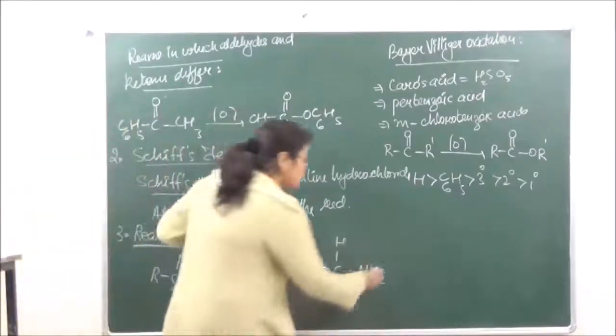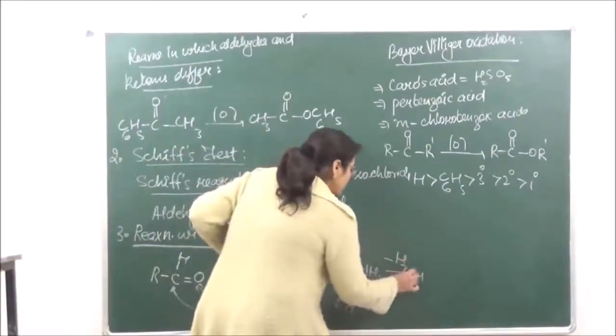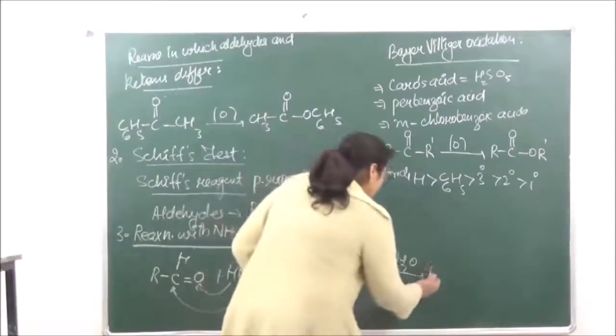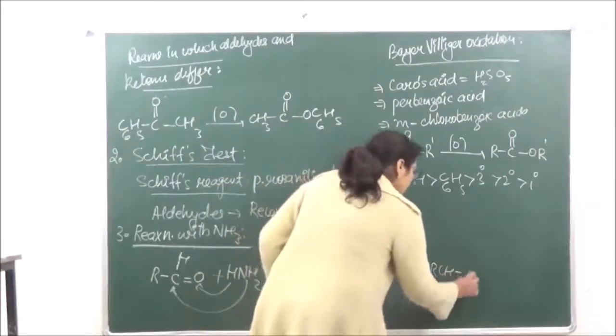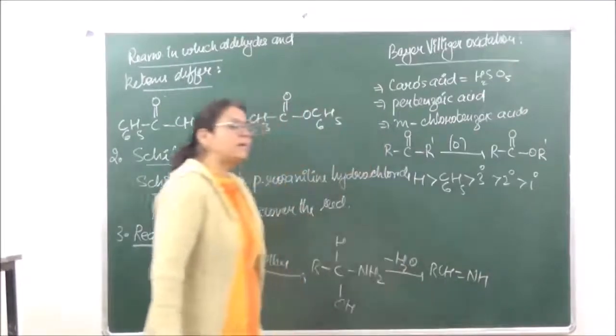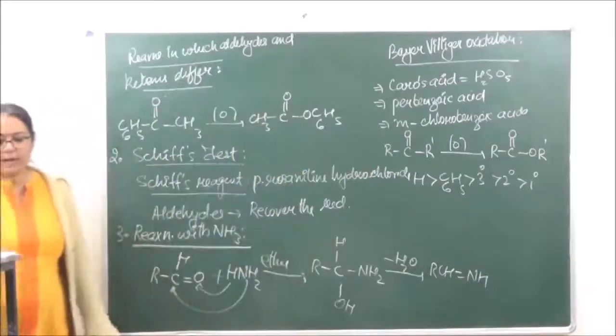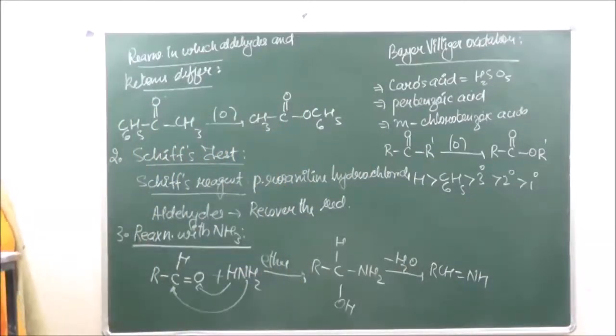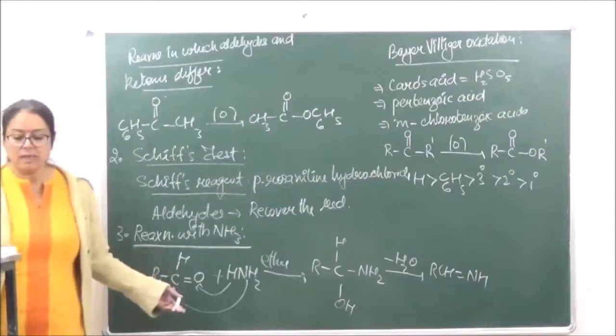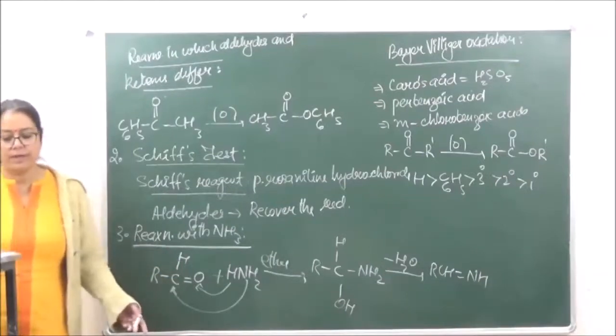Then this is going to lose a water molecule, minus H2O, to give us RCH=NH, which is aldehyde imine. So this is the same reaction which we have already done, right? And ketones over here are going to give us ketonic amines rather than aldehydic amines. This is the same kind of reaction which we have already done.